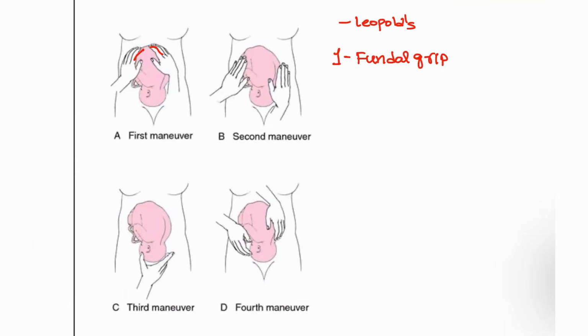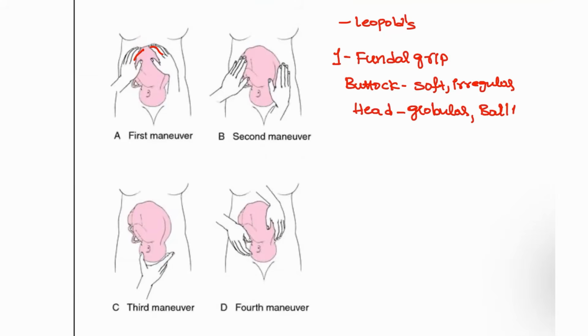What we are going to check is if it is the buttocks. How do you know if it is the buttocks? It is going to be soft and irregular. Next, if it is the head, it is globular or ballotable. If the patient's head is on the upper side, then it is likely to be a breech position. This is how we are going to understand.